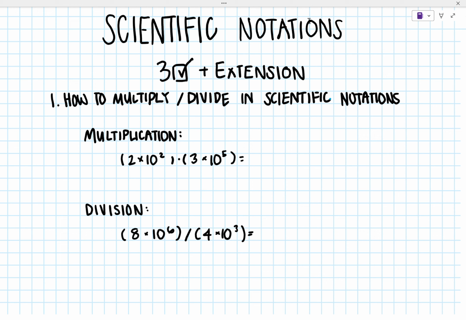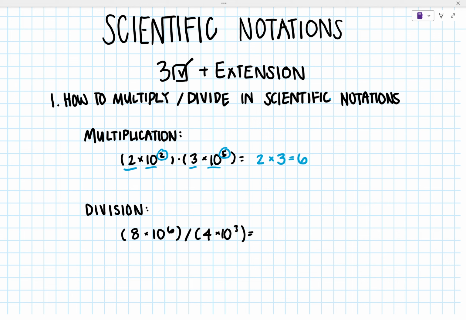So we have 2 times 10 squared times 3 times 10 to the power of 5. When we're multiplying in scientific notations, we are going to multiply our coefficients together. So our coefficients are going to be 2 and 3. When we multiply 2 times 3, we are going to get 6. And then we already learned that in the product property of exponents, when we are multiplying an exponent with the same base, which is 10, we can add our 2 exponents together.